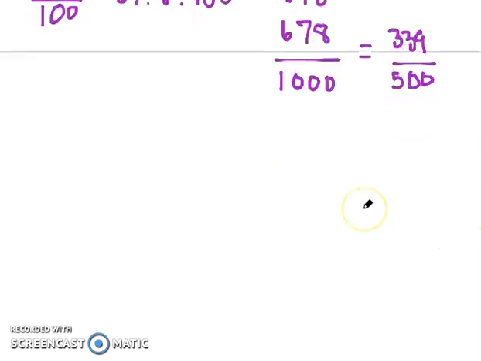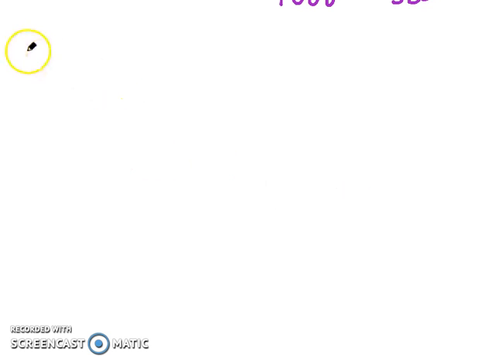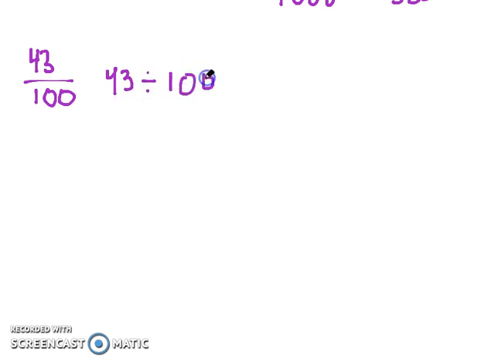How about number 3? 43%. 43% is the same as 43 out of 100. 43 divided by 100 is 0.43. And 43 hundredths is simplified. That one was pretty easy.